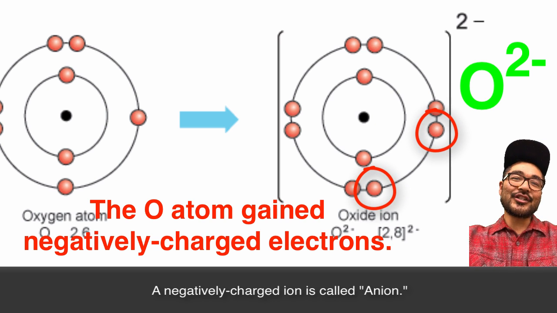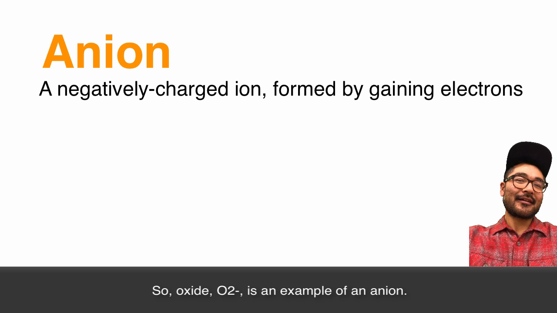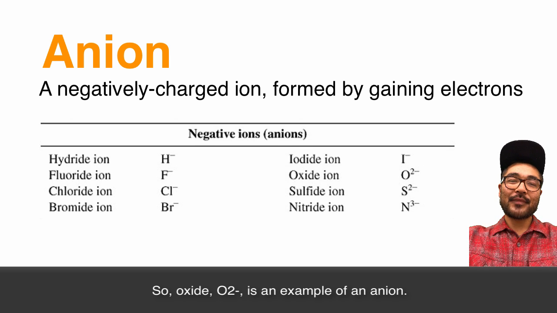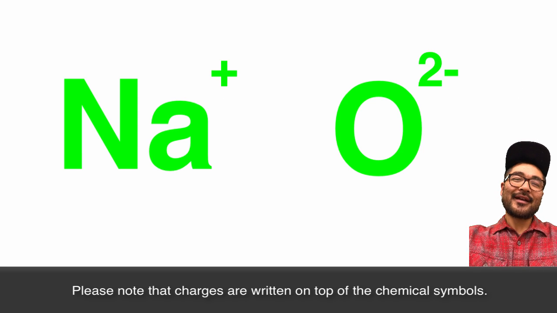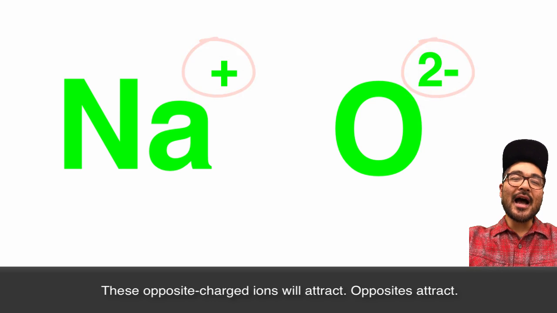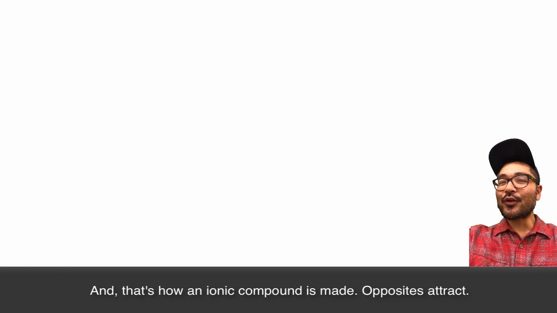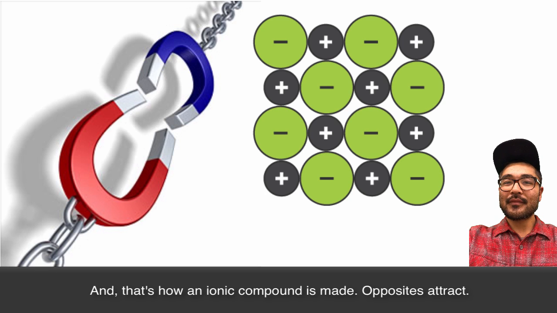A negatively charged ion is called an anion. So oxide, O2-, is an example of an anion. Please note that charges are written on top of the chemical symbols. These oppositely charged ions will attract. Opposites attract. And that's how an ionic compound is made.